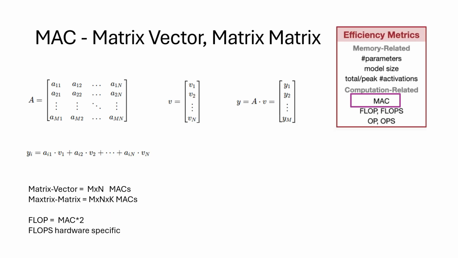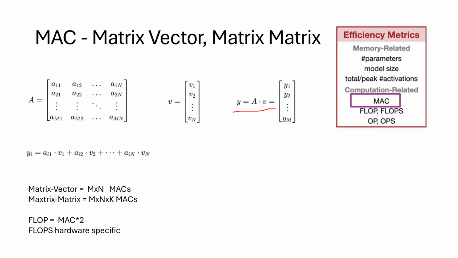So far, we have talked about the memory-related metric. Now let's jump to the computation-related metric. MAC is the first concept we need to introduce here. MAC represents multiplication and accumulation. If we take a matrix vector multiplication as an example here, what we are trying to do is calculate this A times V.